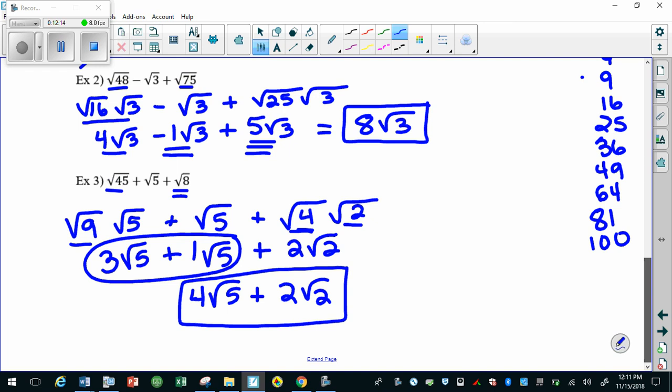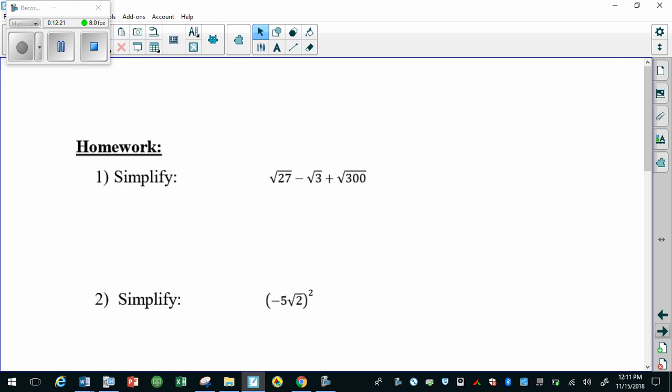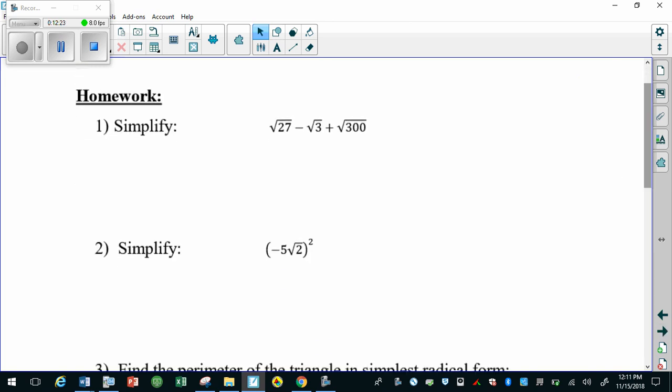All right, guys, your turn. Your homework has a little bit of everything on it. It's got some simplifying, it's got some squaring. Okay, you get a chance to practice that. Bring that to your teacher and we'll get you some correct answers.